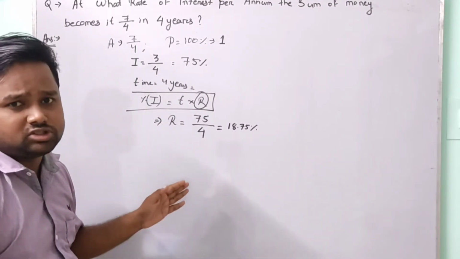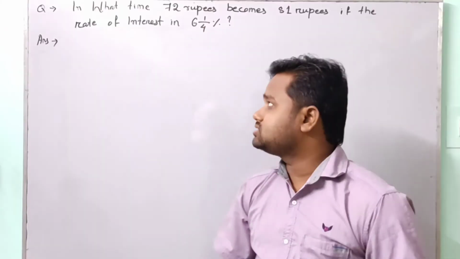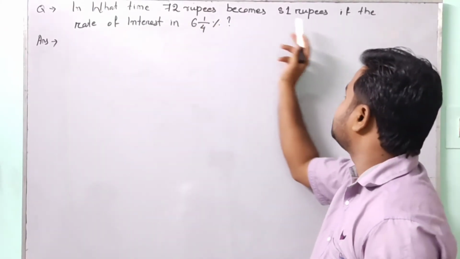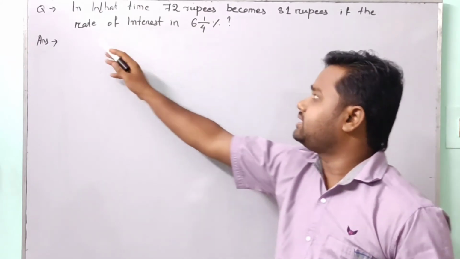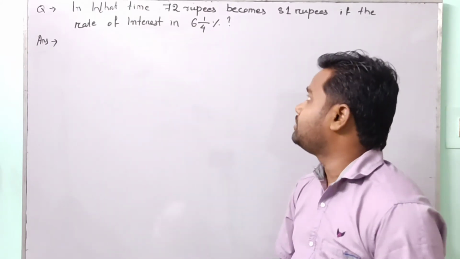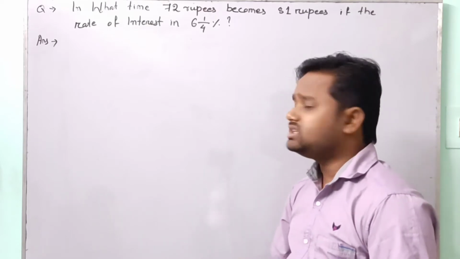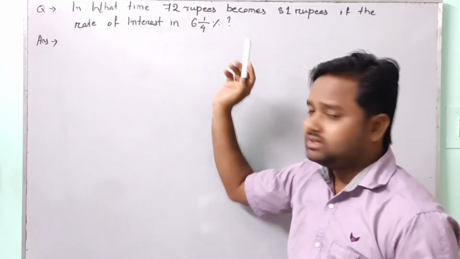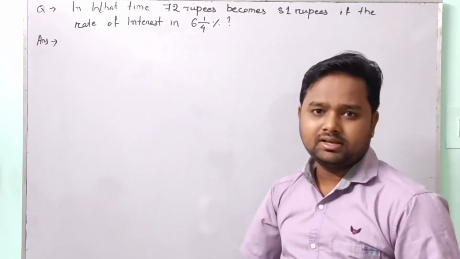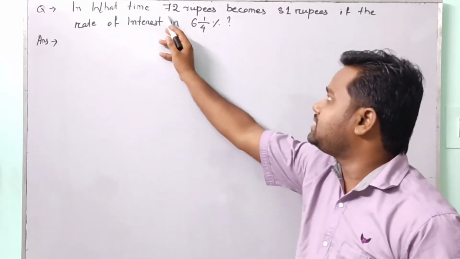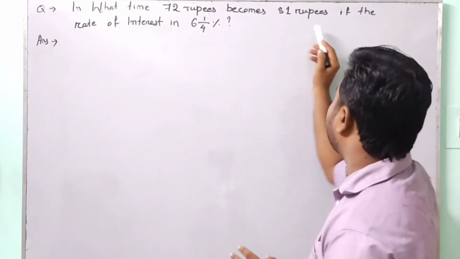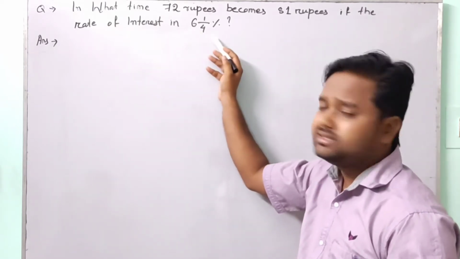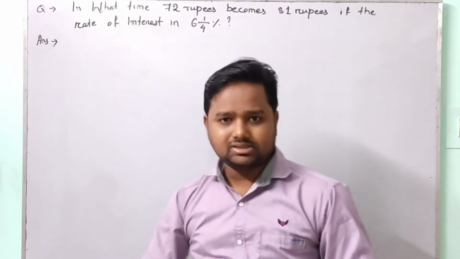Next go to another question. The next question is, in what time does 72 rupees become 81 rupees if the rate of interest is 6 and 1 by 4%? This question is asked. This question is based on simple interest. So here the principal amount is 72 rupees, the total amount is 81 rupees, the rate of interest is given as 6 and 1 by 4%, and the time is asked.